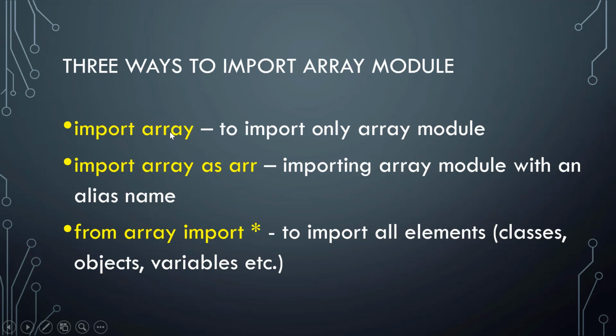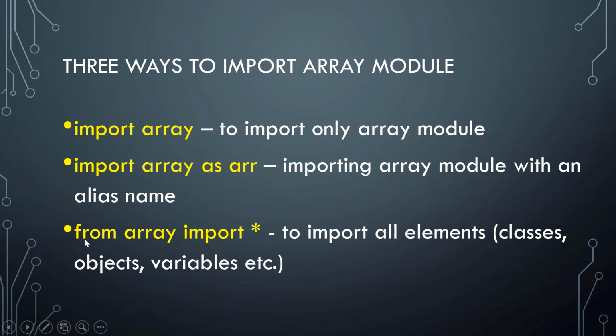That is why people go for the second or third model. In the second model I'm using arr as an alias name: import array as arr. Import is a keyword, array is the module name, as is again a keyword, and arr is your alias name. You can give arr or abc or ar1, whatever you want. So it is importing the array module with the alias name arr. Then you can say arr dot array, the function name, and like that you can create an array variable.